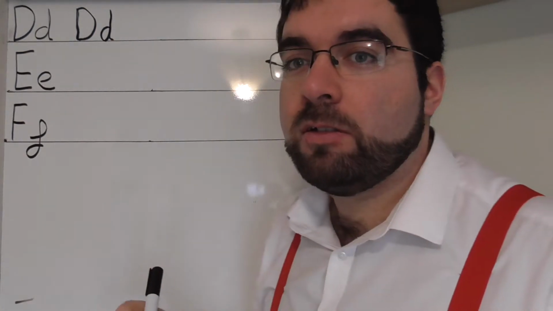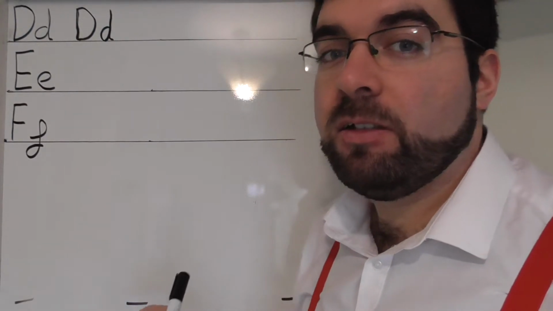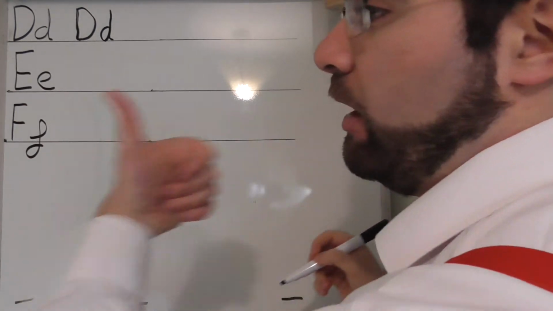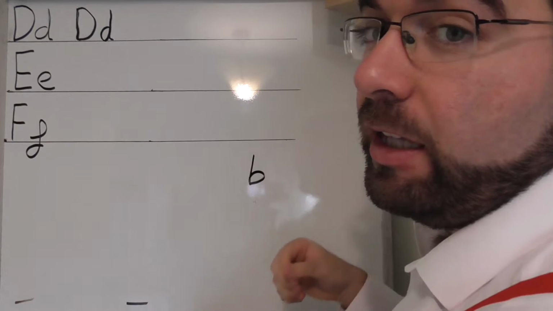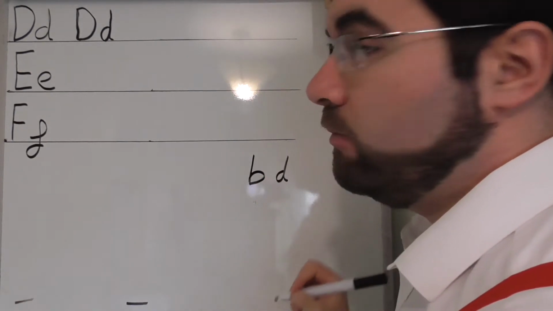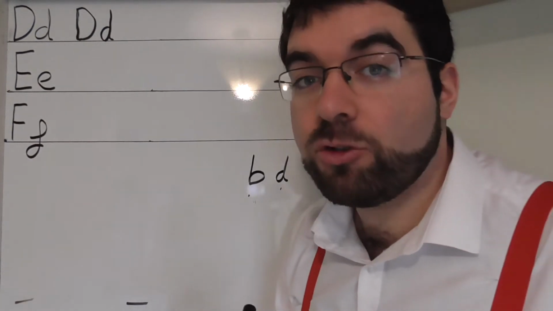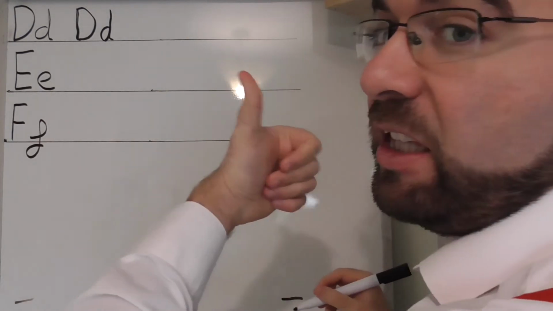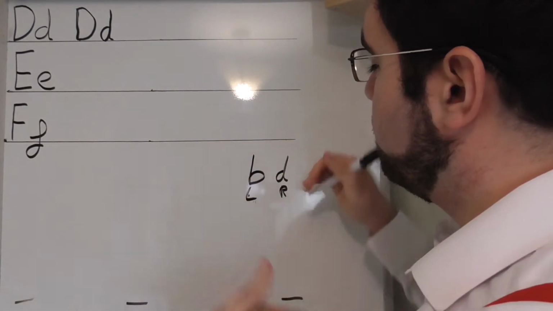D. Very nice. D and B are the opposite. So with your left hand is B, B, E, D, D. B, E, D. One little trick to remember which one's which. B, left hand, so left and right, D.